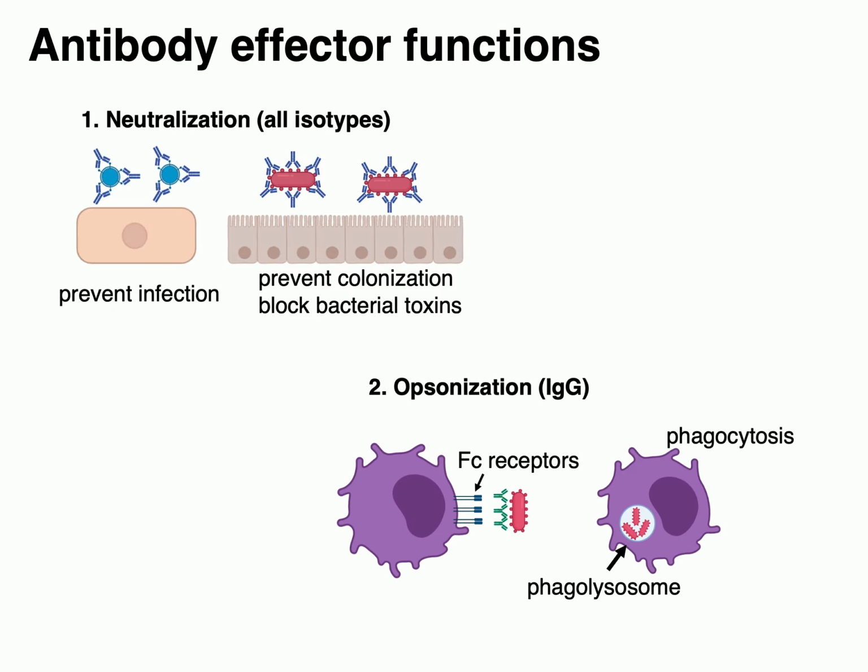IgG antibodies are opsonins. They can bind to the surface of pathogens and can be recognized by a class of receptors on phagocytes called Fc receptors. These Fc receptors bind to the constant region of these antibodies, and when this binding happens, it enhances the ability of this phagocyte to take up this pathogen into a phagolysosome and destroy it.